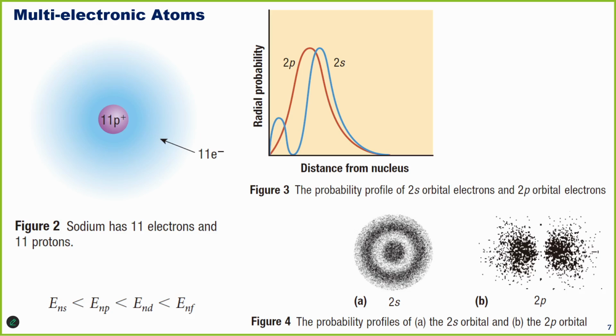The same rule applies to the other principal quantum levels. The relative energies of the electrons in n equals 3 orbitals are E3s less than E3p less than E3d, for example. In general, the more effectively electrons of an orbital penetrate the shielding electrons, the lower the energy of the electrons in that orbital.